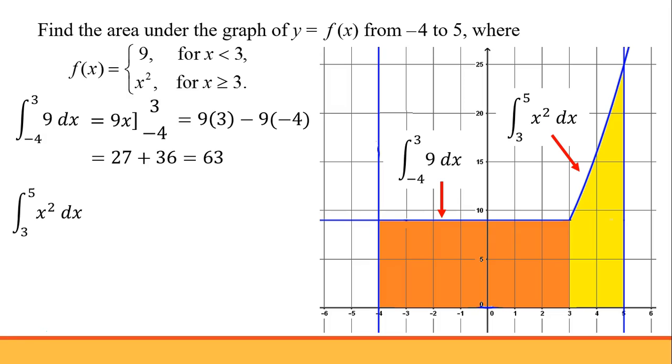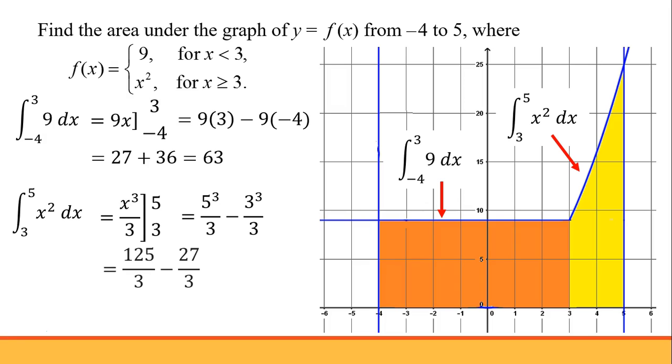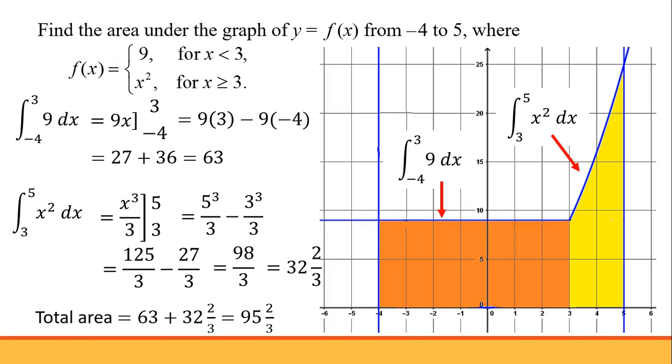For the yellow part, we'll integrate from 3 to 5, x squared dx, because that part of the graph is underneath the curve y equals x squared. The antiderivative is x to the third over 3, which we'll evaluate at 5 and at 3, and then subtract those two values to get an area of 98/3 or 32 2/3 square units. Now we want the total area, so we'll have to add those values together to get an area of the entire region of 95 2/3 square units.